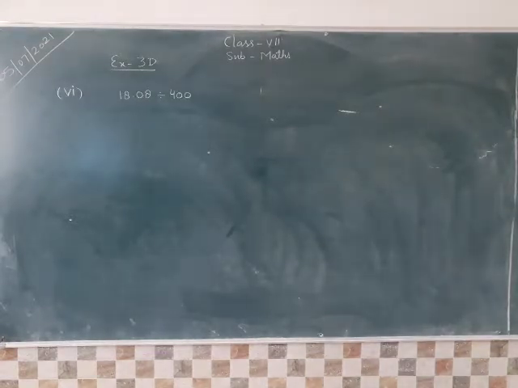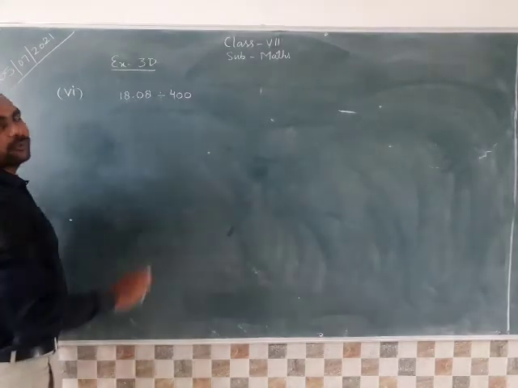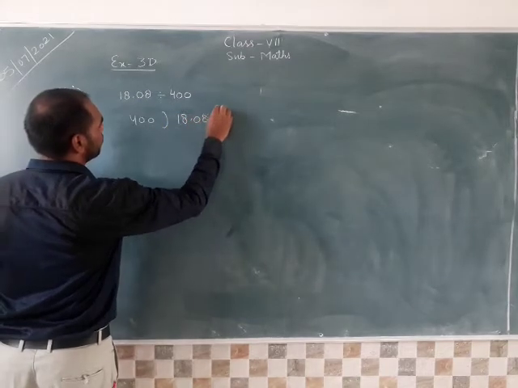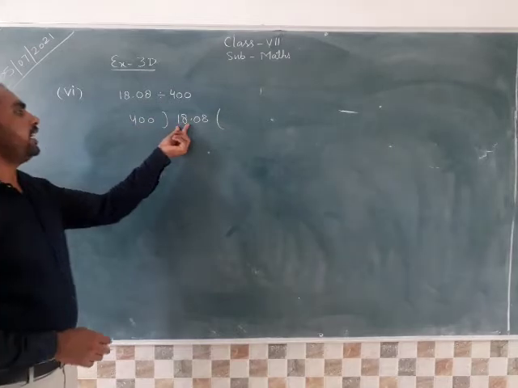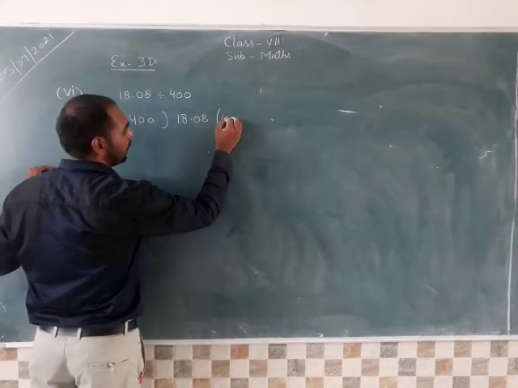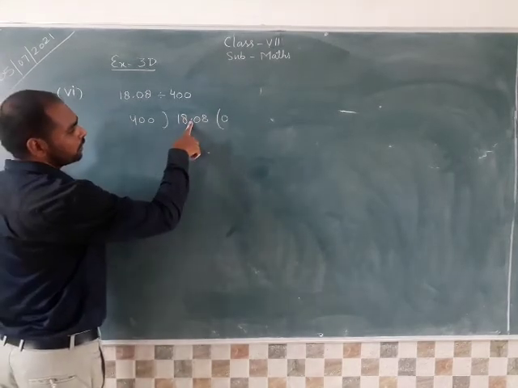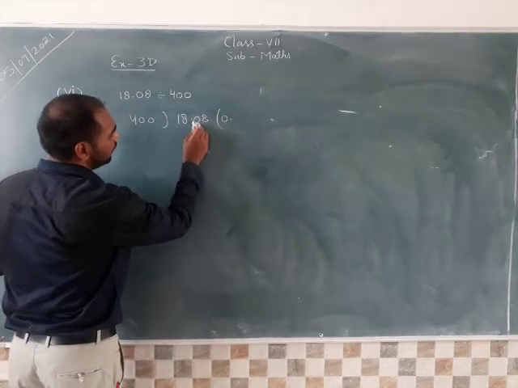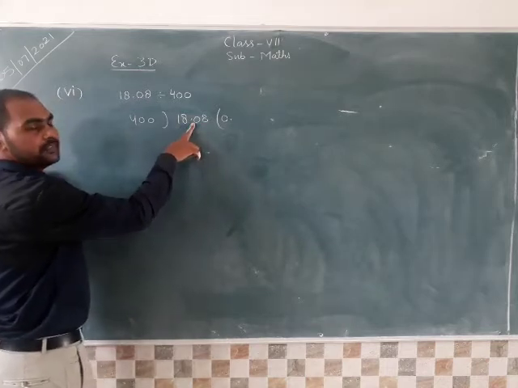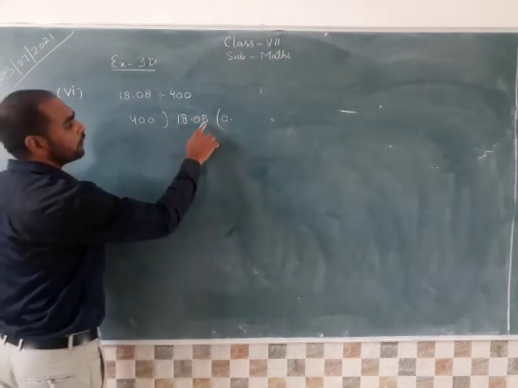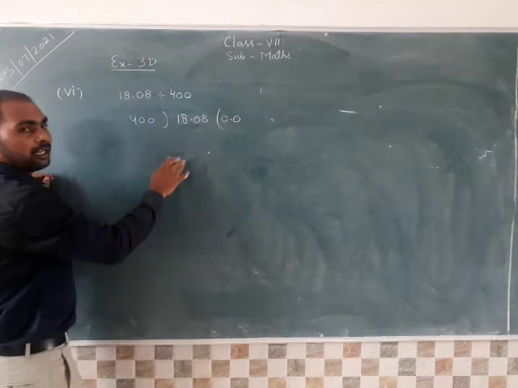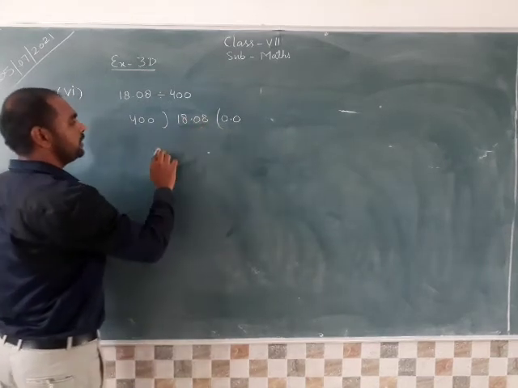Sixth part of this question is 18.08 divided by 400. We have to divide 18.08 by 400. 18 is not divisible by 400 because 18 is smaller than 400. Now for this we will mark 0 in the quotient. Now there is point, so we will mark point and take the next digit. It is 180. 180 is also not divisible by 400. Now for taking the next digit, we will mark 0 in the quotient because 180 is not divisible by 400.